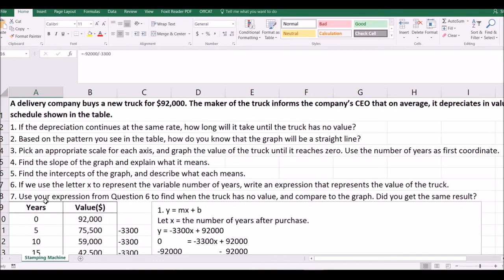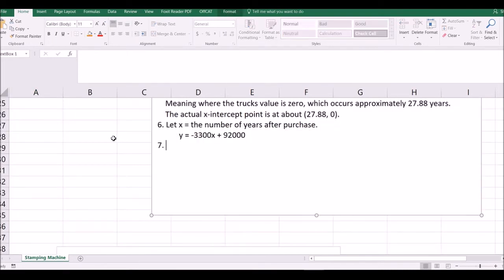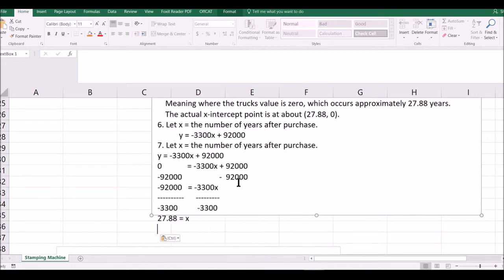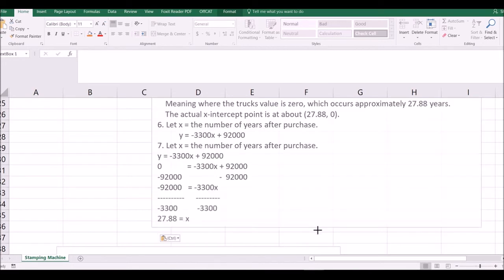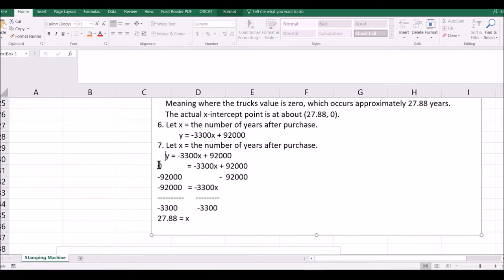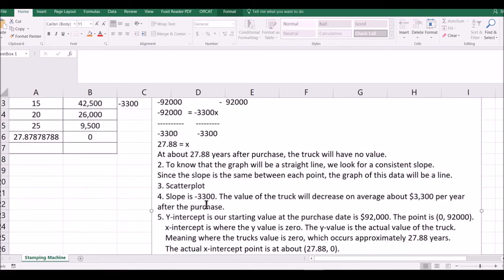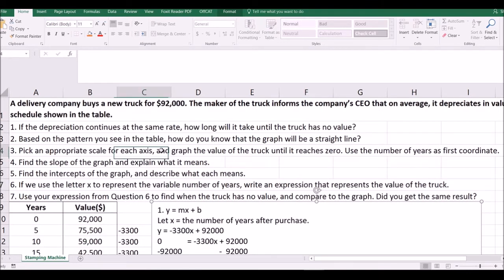So this last one here says, use your expression from question 6 to find where the truck has no value. Now you can tell I'm a math teacher, so I should have did that part over here. Alright, so here we go. Let's go back through and make sure we finish up that other one above, so you know what's more expected of you for that first one. Because I'll even say it doesn't really necessarily say to use a graph for this one. So let's take a look here.